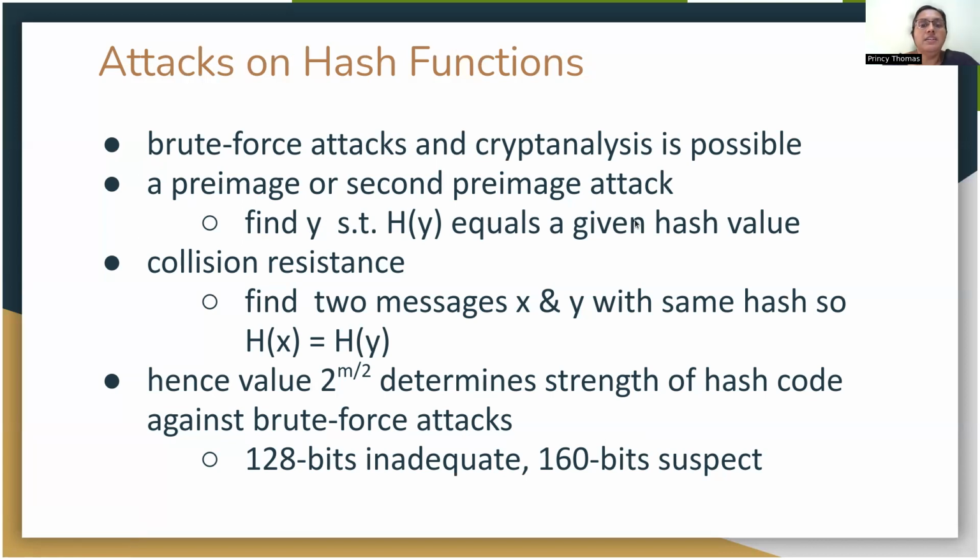We can try to find a message Y, which is different from the original message X, which has got the same hash value. Then another attack is on collision resistance. We can try to find two different messages which have got the same hash. For both these cases, 2 raised to m by 2 is the value that determines the strength of the hash code. And against brute force attack, it seems that hash values of 128 bits and 160 bits are not very secure.